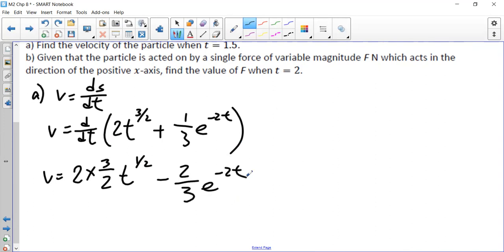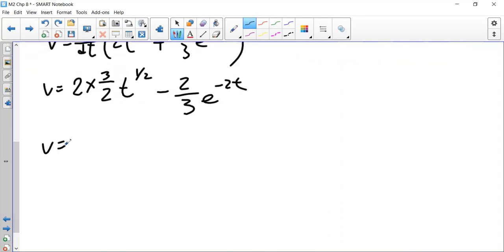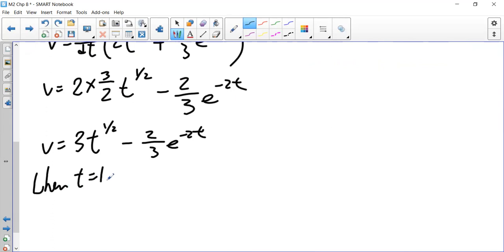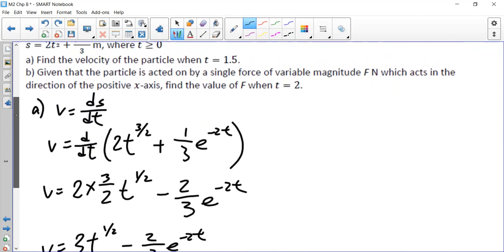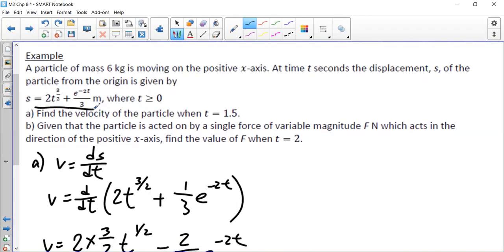And then we're given when t equals 1.5. Let's simplify that a little bit first, shall we? So v equals 3t to the power of a half minus 2 over 3, e to the power minus 2t. When t equals 1.5, sub it in, v equals 3.64. On your calculator, you should get 3.64. Hopefully there isn't any issue. This is more like year 1 stuff, but they give you harder terms to differentiate, combining what you've learned in year 2 differentiation and integration.